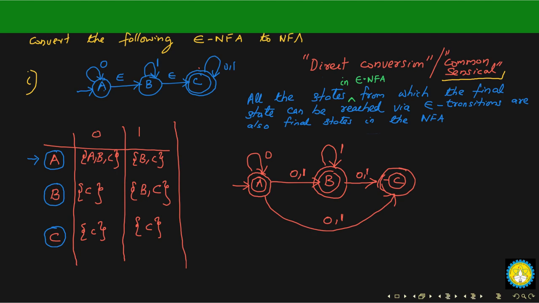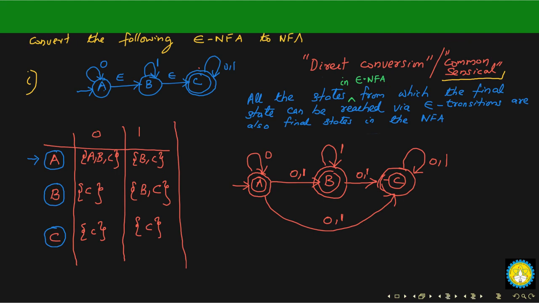Now let's look at the transitions from C. C on 0 just gives me C. Similarly, C on 1 just gives me C. So the transitions of 0 and 1 both are defined to C itself. So this is going to be another transition.